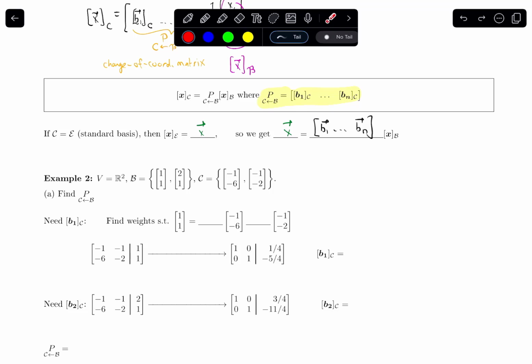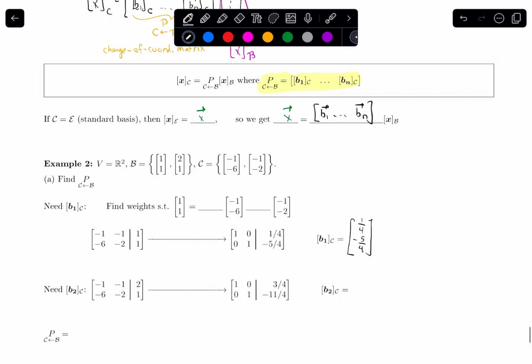Okay, so I'm looking for these weights. To do that, I set up an augmented matrix, and I row reduce it, and I'm going to trust that we can do the row reduction. So I've gone ahead and row reduced it for us. Based on what we have here, the weights that work are, first I have 1/4, and then I have -5/4. Okay, so that's my first coordinate vector.